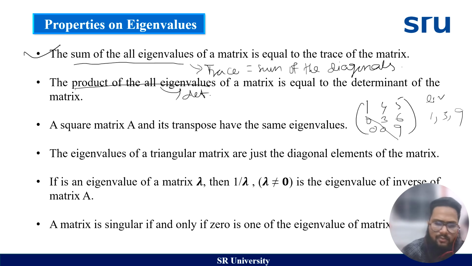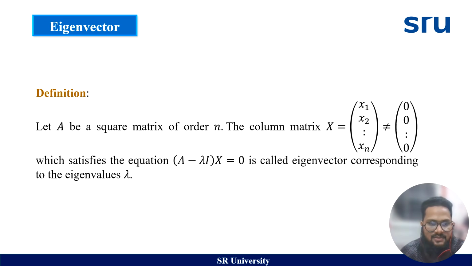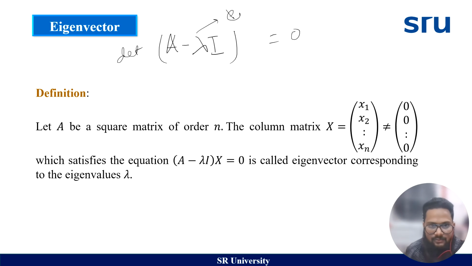Simple. This is the process to find the eigenvalues, the characteristic equation, and these are the properties of eigenvalues. Now the next concept is called eigenvector. So if you remember, A minus lambda I, if we find the determinant, you will get 0. Then this lambda is called an eigenvalue.